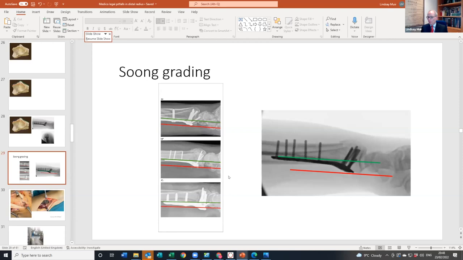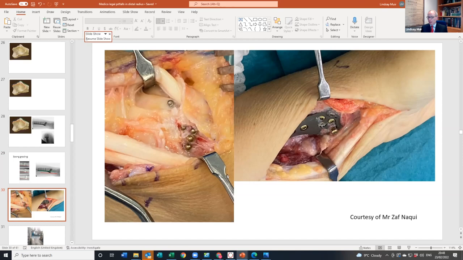Now, of course, if you get the screws too long, then thank you to Zaf for this picture, you can do two things. You can stick them all through the back and damage the extensor tendons, as a starter for 10, and then for a bonus point, you can leave one of the screws sticking out through the plate, and you can get the FPL as well. So that's full points.